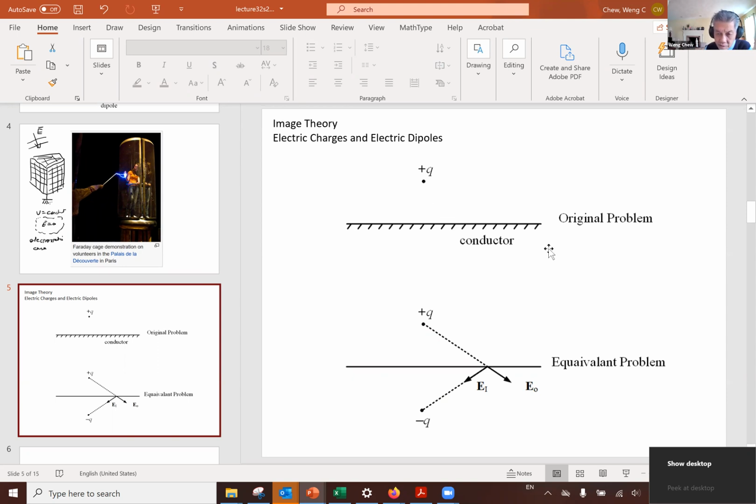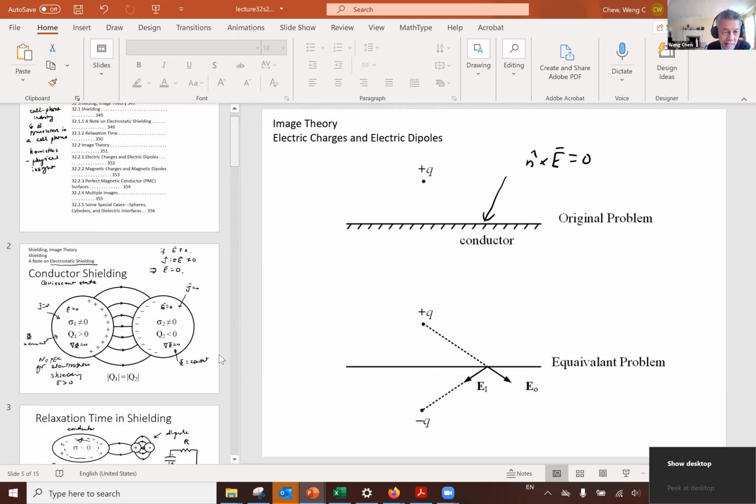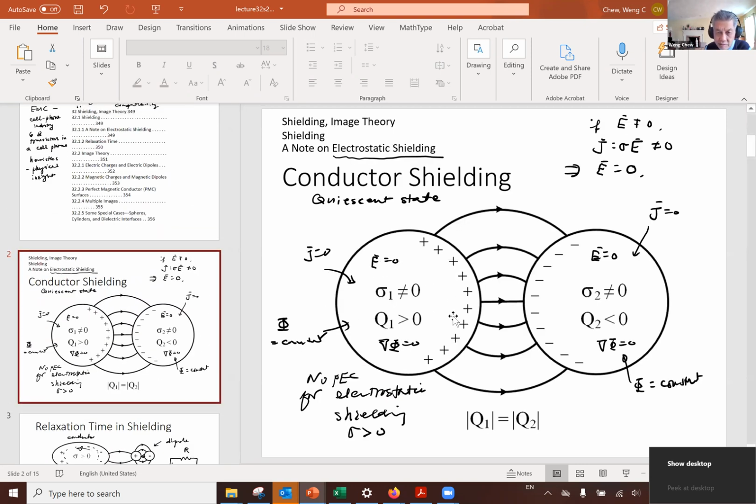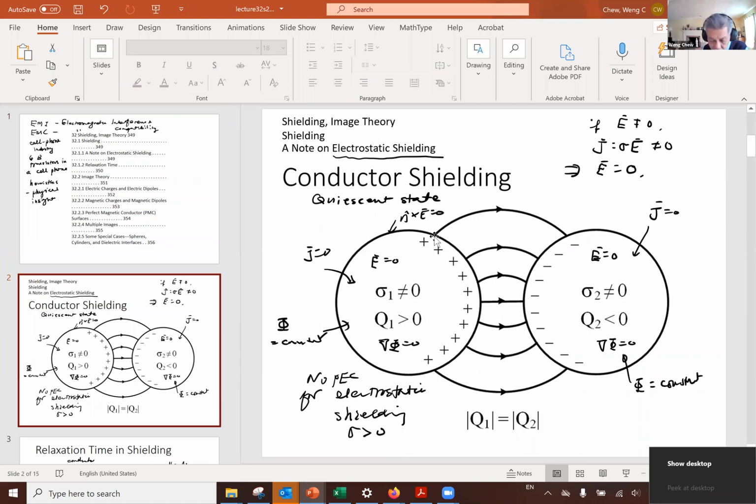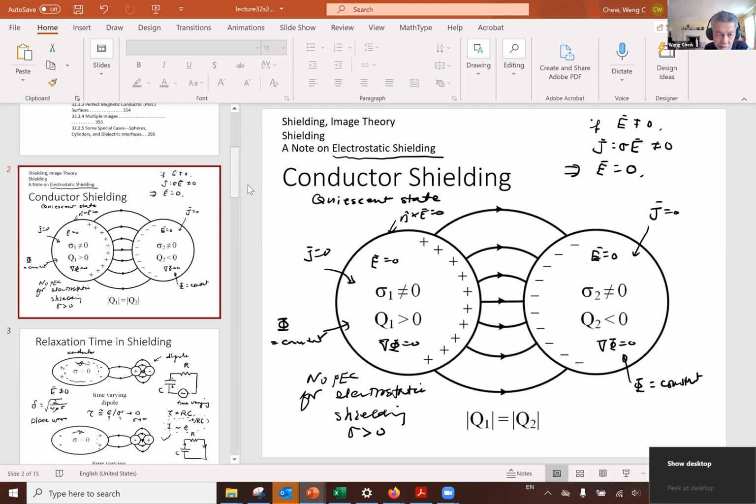Well, even on a conductor surface, we know that n cross E has to be 0. Okay, n cross E has to be 0 because, as we said before, in a static case, E has to be 0 inside. If E has to be 0 inside, tangential E has to be continuous. It means that n cross E must be 0 on the surface as well. Okay, so if you look at the electric field, they actually look as if they are normal to the surface. This picture is not that well drawn, but this should all be normally incident on the surface.